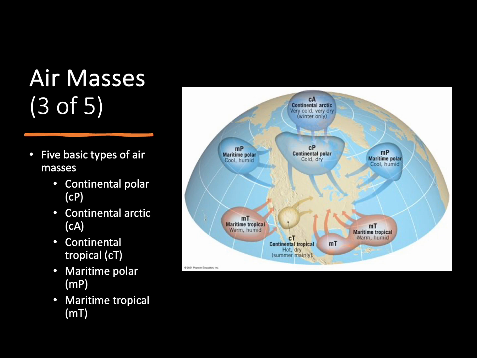We're also going to have our maritime polar. Maritime meaning ocean, so it's going to hold a lot of water vapor, but polar is going to be cold. And then finally, we have our maritime tropical. It's going to be very humid. It's holding a lot of water vapor because it's forming over those oceans. But because it's forming in a tropical area, it's going to be a very warm air mass.